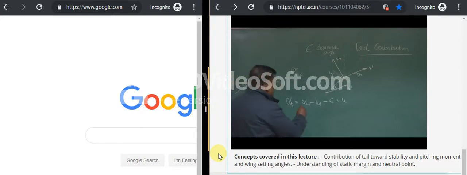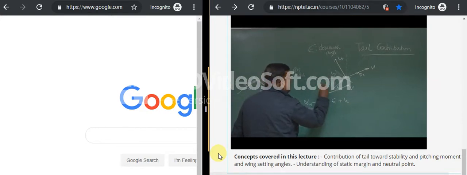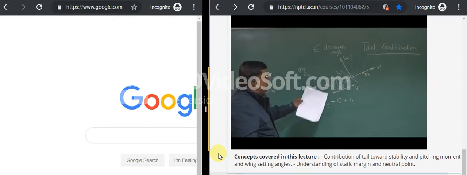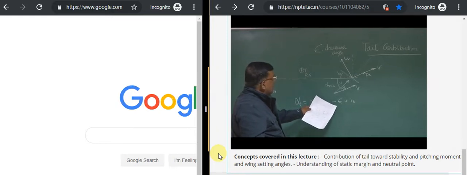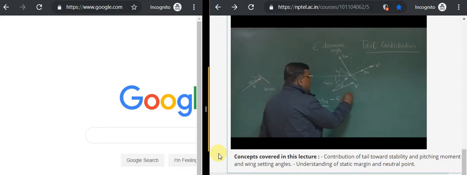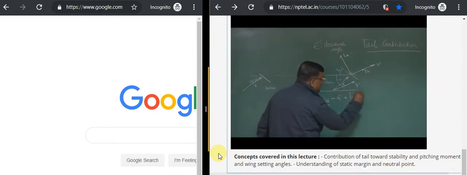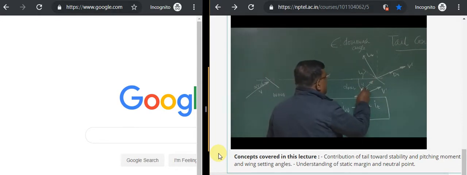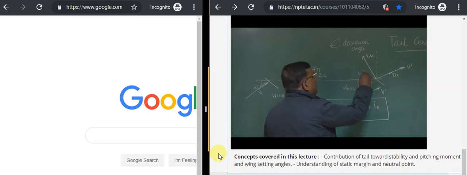See, alpha w minus IW is nothing but this angle, which is alpha FRL. Right? Okay. From alpha FRL, your angle is reduced by epsilon, the downwash. Also, you have to be sure that I have given an IT angle, a setting angle, here. So your alpha tail is simply this. Is it okay? Yes. This is the velocity vector. This is alpha FRL. So the angle seen by the tail, if epsilon was not there, would have been alpha FRL plus IT.